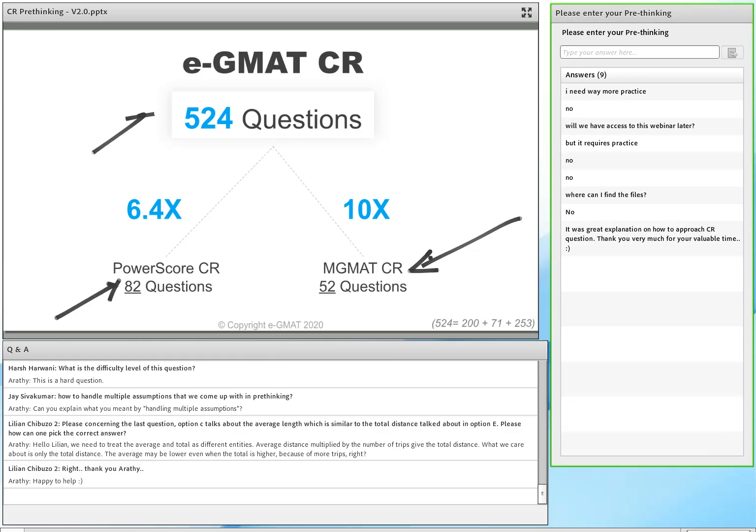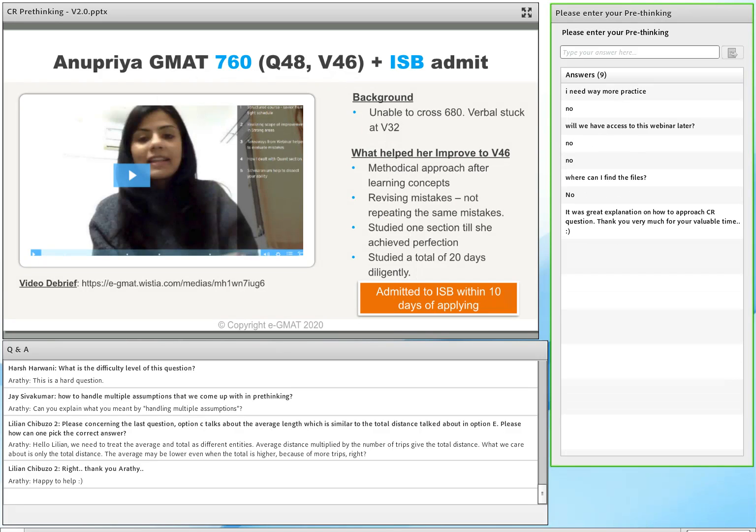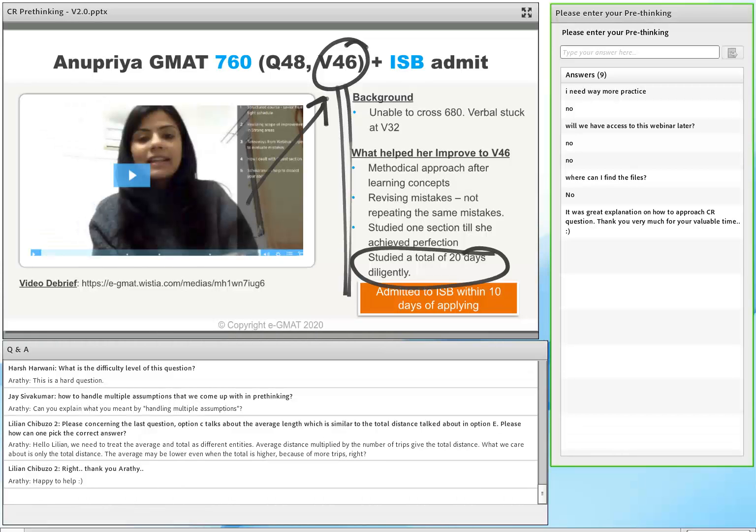This is all e-GMAT questions. These are not official questions. None of these is an official question over here. And here are people who've done it, and I'm going to give you examples of people not just getting to that 99 percentile, but doing it in about 20 days or so.